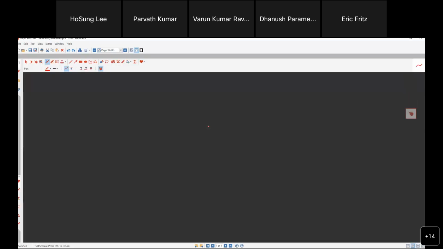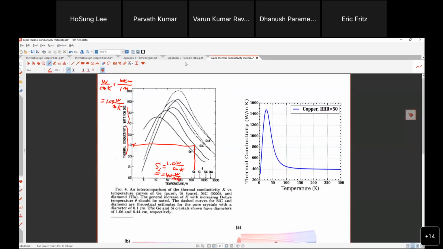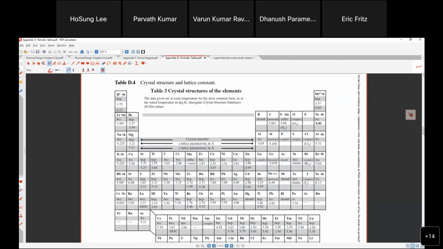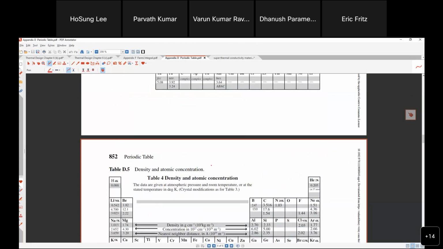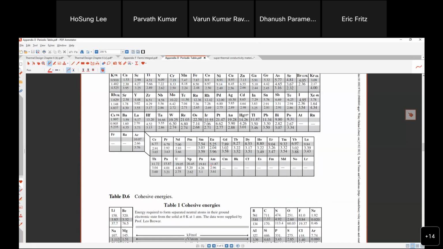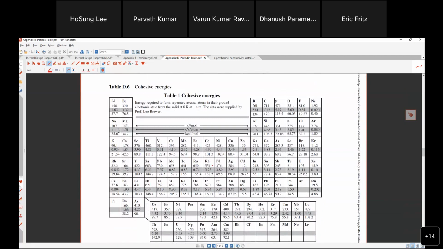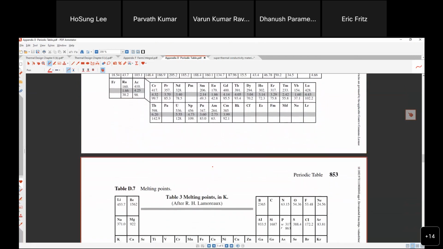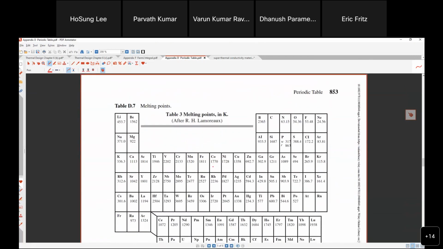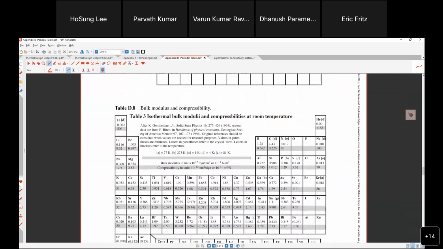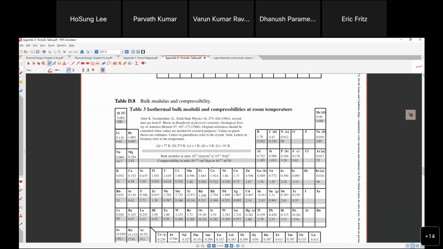Okay, I'd like to go to appendix D. There is a thermal conductivity. Do you know that? There is a thermal conductivity. Melting point. Right there.